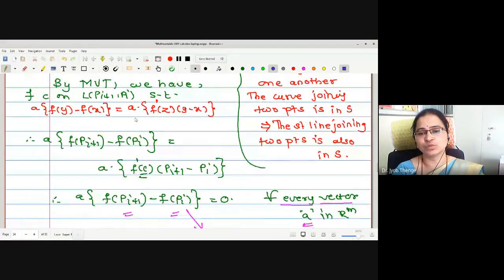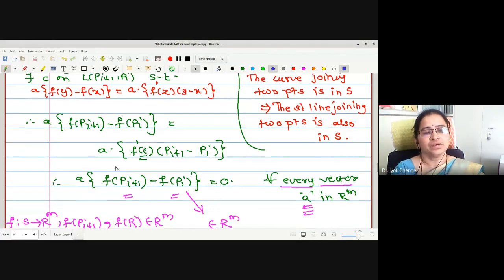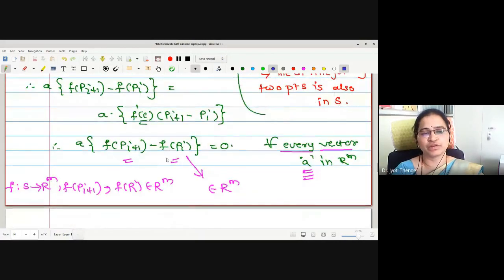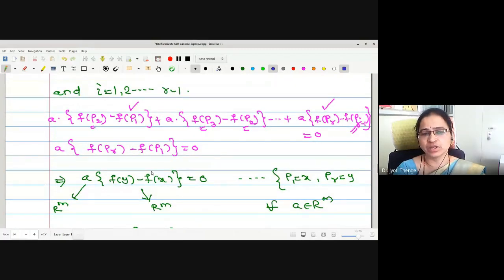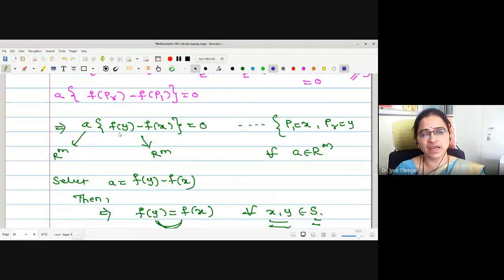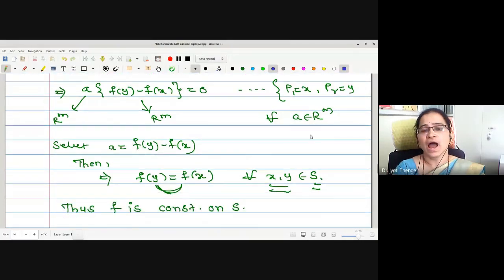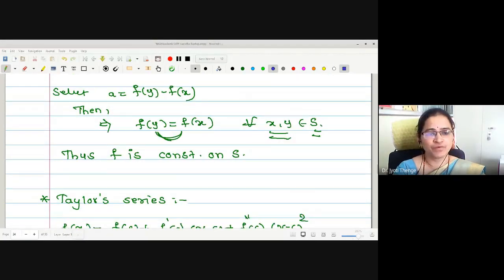This form is very similar to the one variable case, but on both sides we have to take a dot product with an arbitrary vector A in the domain space Rn. As the statement is true for every vector A and for every i, if we put the values of i from 1 to r minus 1 and add all the equations, we get A dot (F(y) minus F(x)) equals 0. As it is true for all vectors in Rn, we substitute A as F(y) minus F(x), which gives F(y) equals F(x), proving that the function is constant.